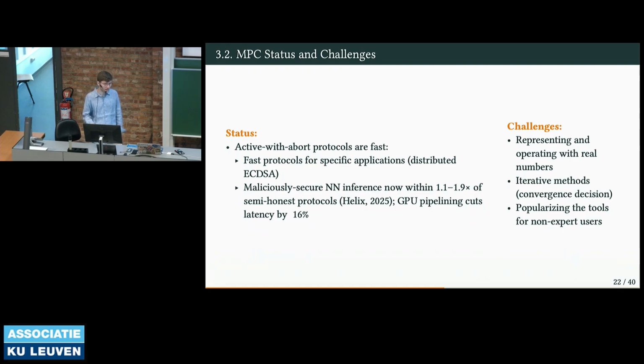Iterative methods, like if you want to iterate something until your error is small enough, but your error is encrypted, how do you know when to stop? And that's also a problem with FHE. Like, how do you know when you've iterated enough?